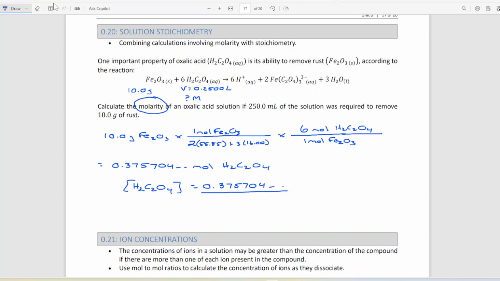divided by the volume of the oxalic acid, which is 0.2500. And then I would get, to how many sig figs? 3. So I would get 1.50 moles per liter, or molarity. So the concentration of the oxalic acid that I would need to remove 10 grams of rust would be 1.50 molar.